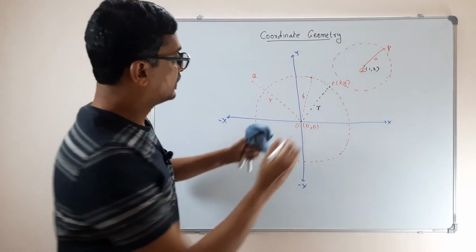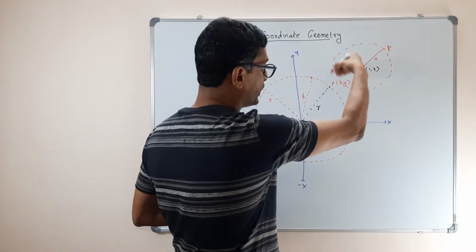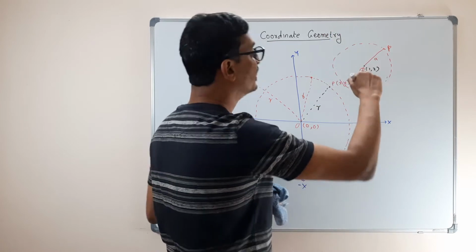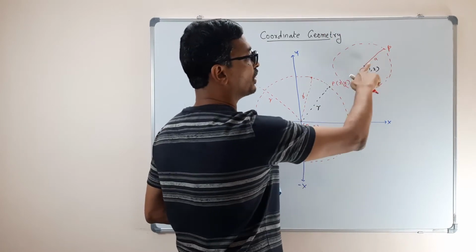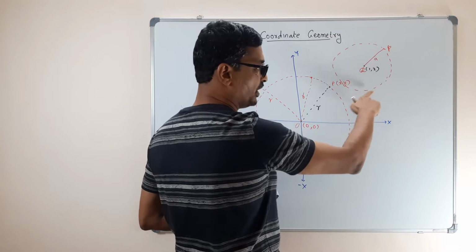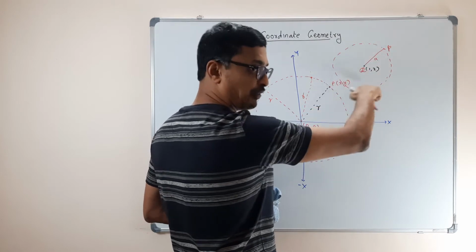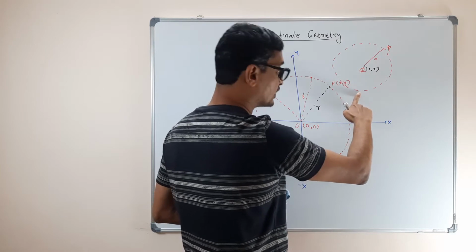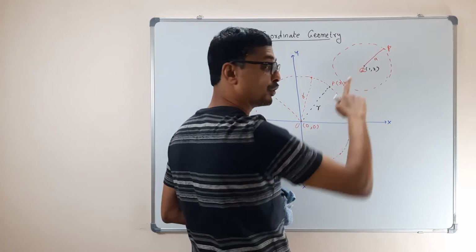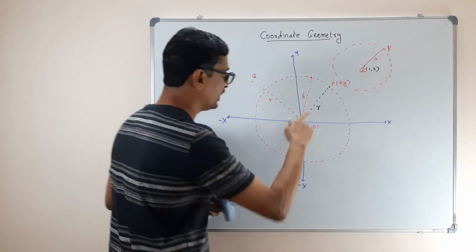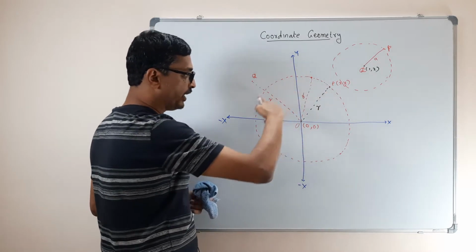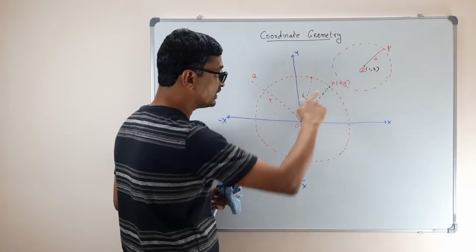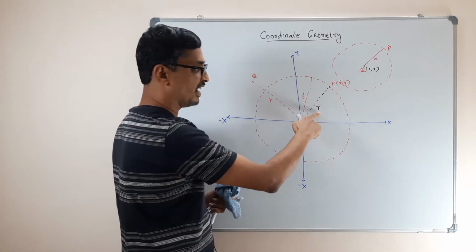So this infinite set of points satisfies one condition. What is the condition? Every point in this infinite set of points satisfies a condition: the distance of that point with respect to Q will be A. Similarly here also, this is an infinite number of points, but all the points satisfy a condition. What is the condition? The distance from the origin is R.